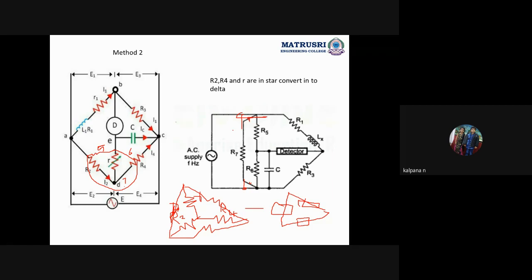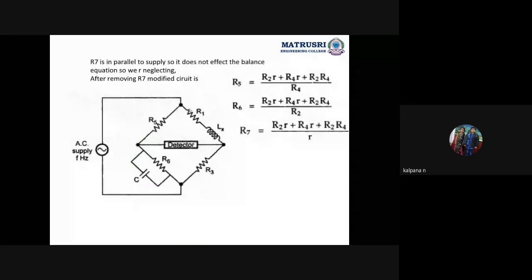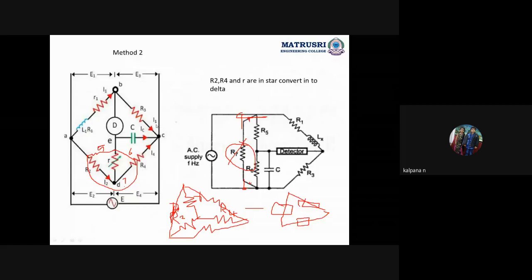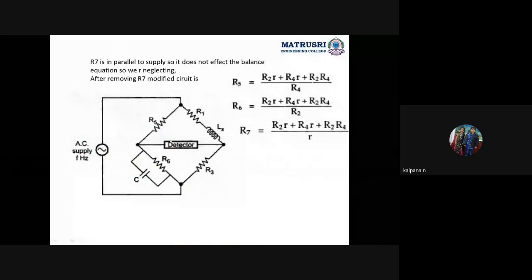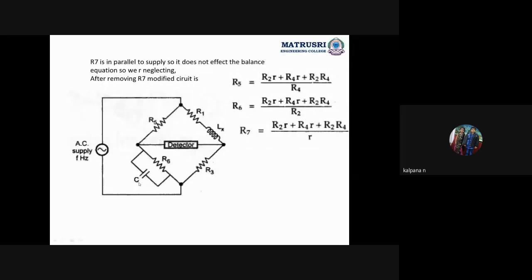So there is no effect. R7 won't affect the bridge. This R7 won't affect the detector current. Yes or no? This is parallel with the supply, so we are neglecting it. We are removing it from the circuit. Now the circuit becomes this one. R1 L1 will be there, R3 will be there, R5 will be there, and R6 and C are connected in parallel. So I have redrawn the circuit. R1 L1, R3, R5, and R6 is parallel with the capacitor.